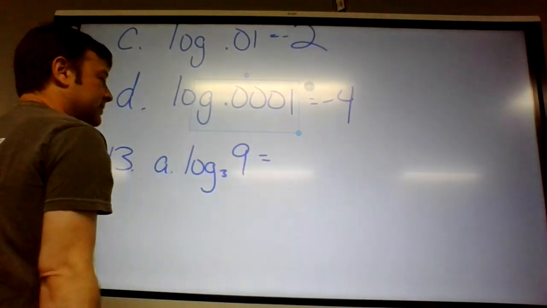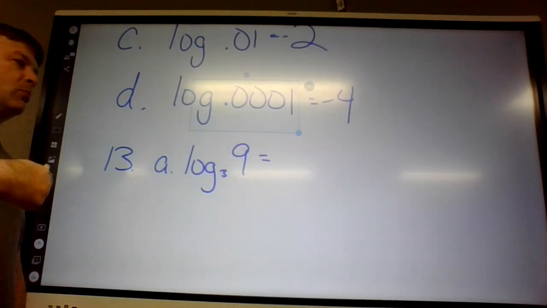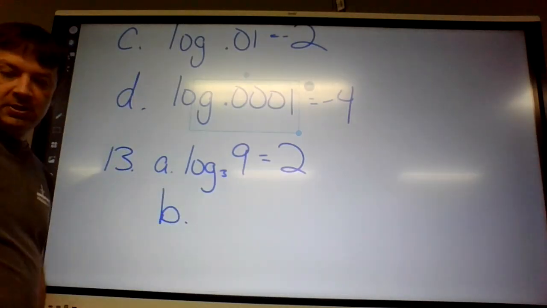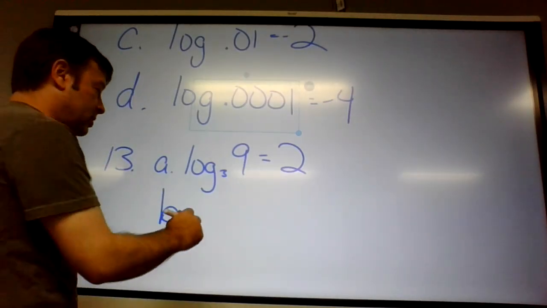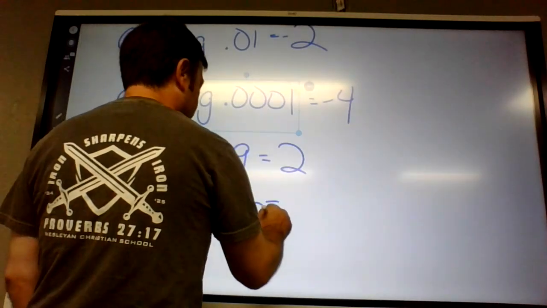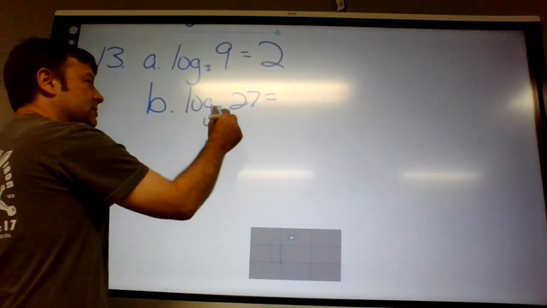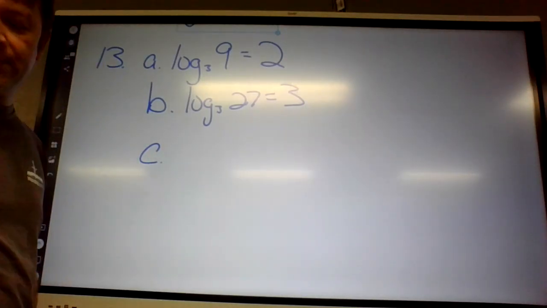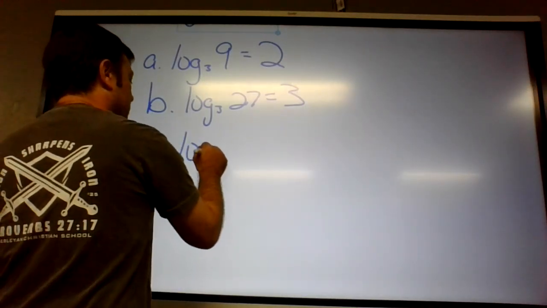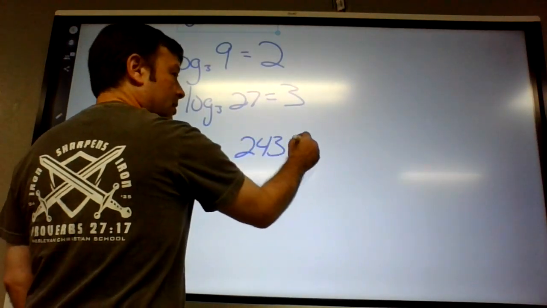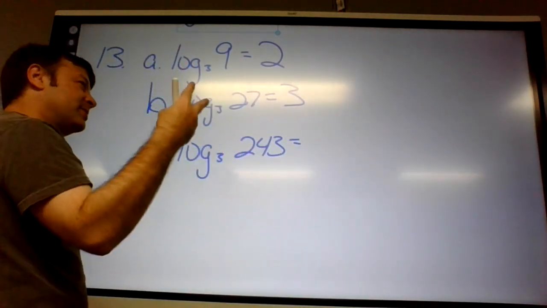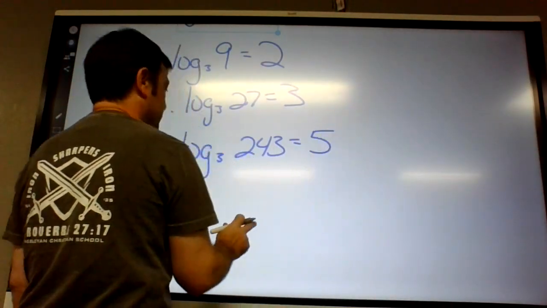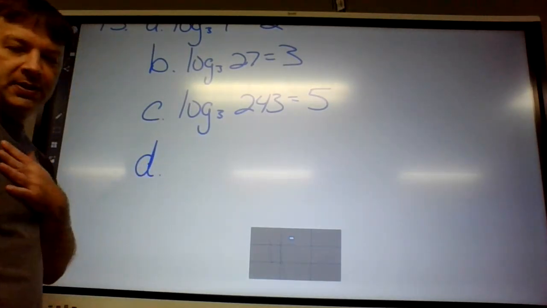This is fun. Okay. So 13 would be 3 to the what equals 9? 2. B would be log base 3 of 27. So 3 to the what equals 27? 3. C is log base 3 of 243. Okay, that's getting large. So 3 times 3 is 9, times 3 is 27, times 3 is 81, times 3 is 243. So it takes 5 of them to make it.